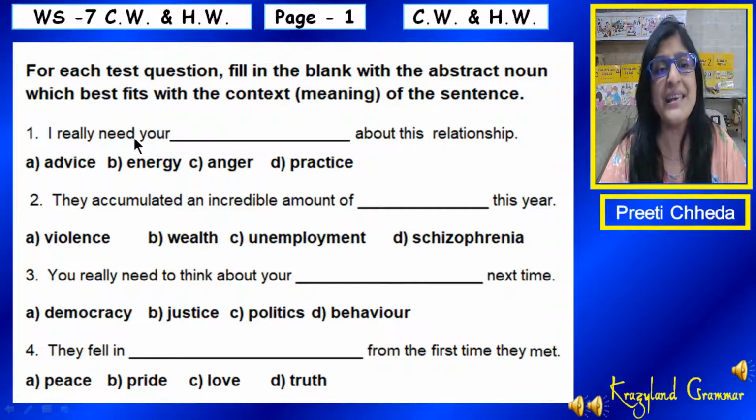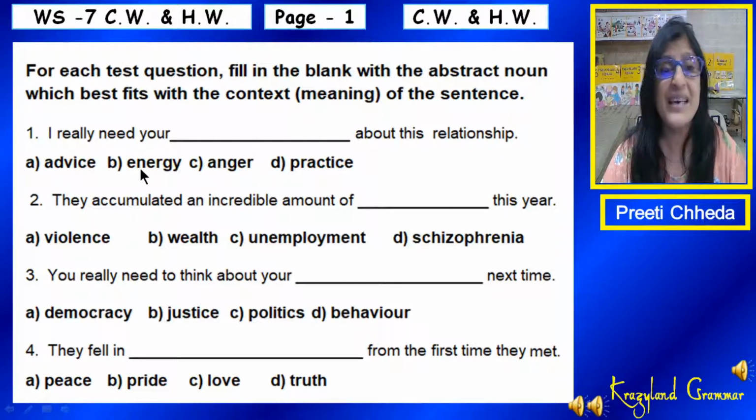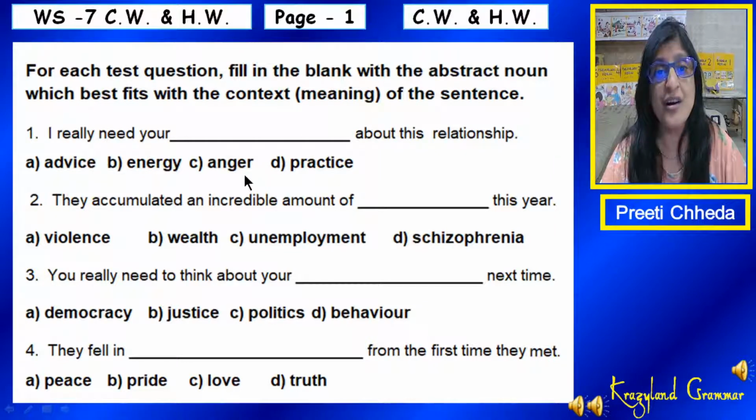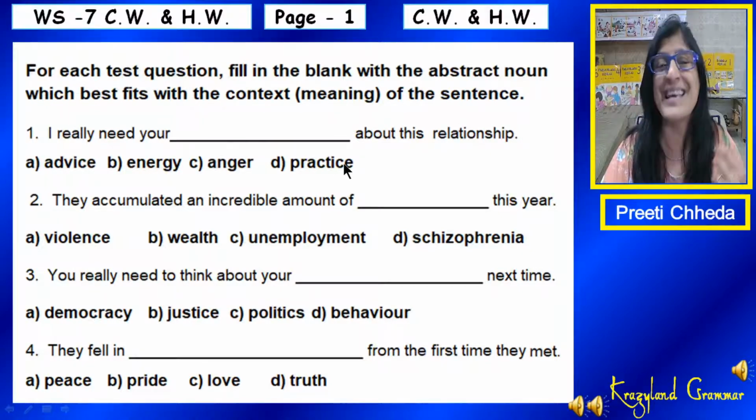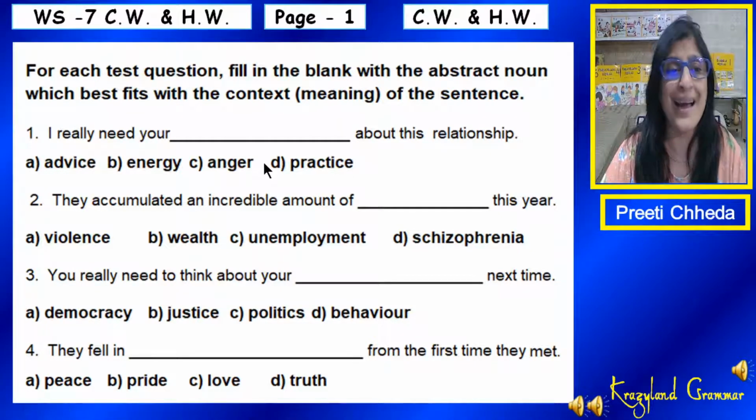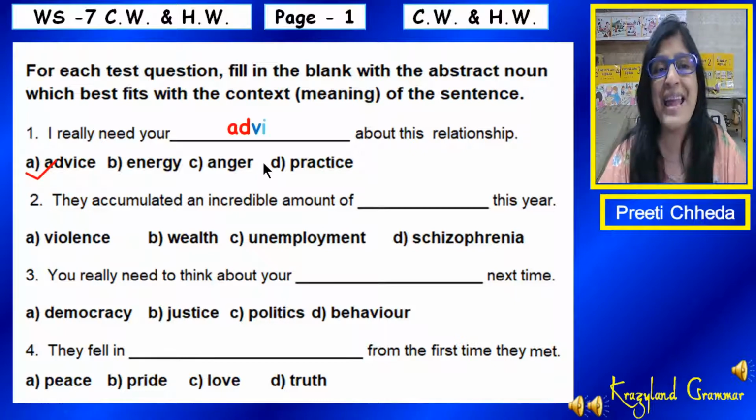I really need your dash about this relationship. And your options for A are advice, energy, anger, or practice. So what do you need? I really need your advice about this relationship. You need to be careful what you need about. Yes, you need advice. So tick mark and write down.